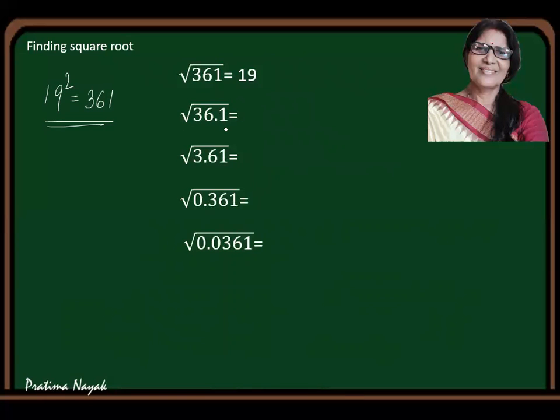Now tell me 36.1. Is it a square? Not a perfect square. Why? Because there is 1 digit after the decimal. 3.61, yes. It will be how much? In the square root, there will be 1 digit after the decimal. So it will convert to 1.9. 1 and 9 will be there, but the decimal will be put after 1. 0.361, 1, 2, 3, not a perfect square.